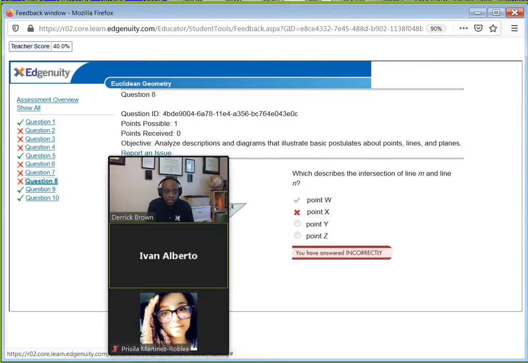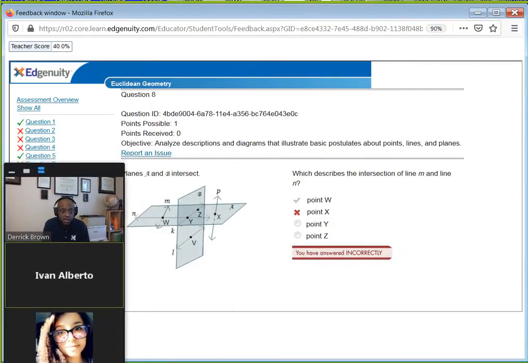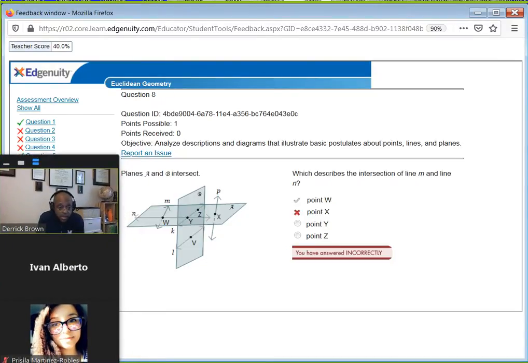All right, now let's look at number 8. Another kind of question with planes, intersecting planes. We have plane A, plane B, which describes the intersection of line M and line N. Now let's find line M and line N. My eyeballs say they look like they're both in plane A, and they definitely intersect at W. So they're not asking me what plane they intersect in, they're asking me the point at which they intersect. I can see that. They intersect at W.